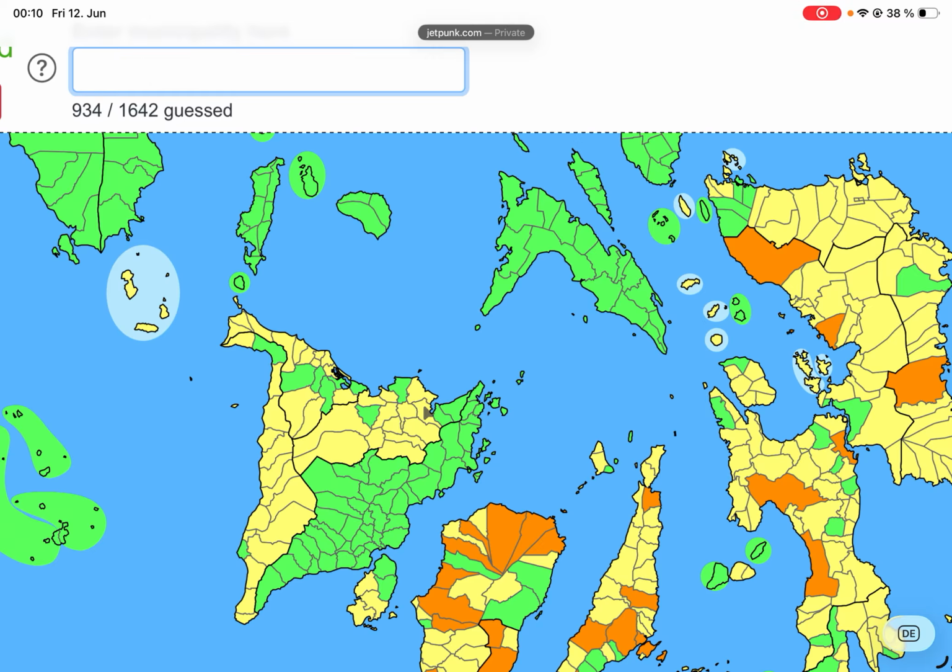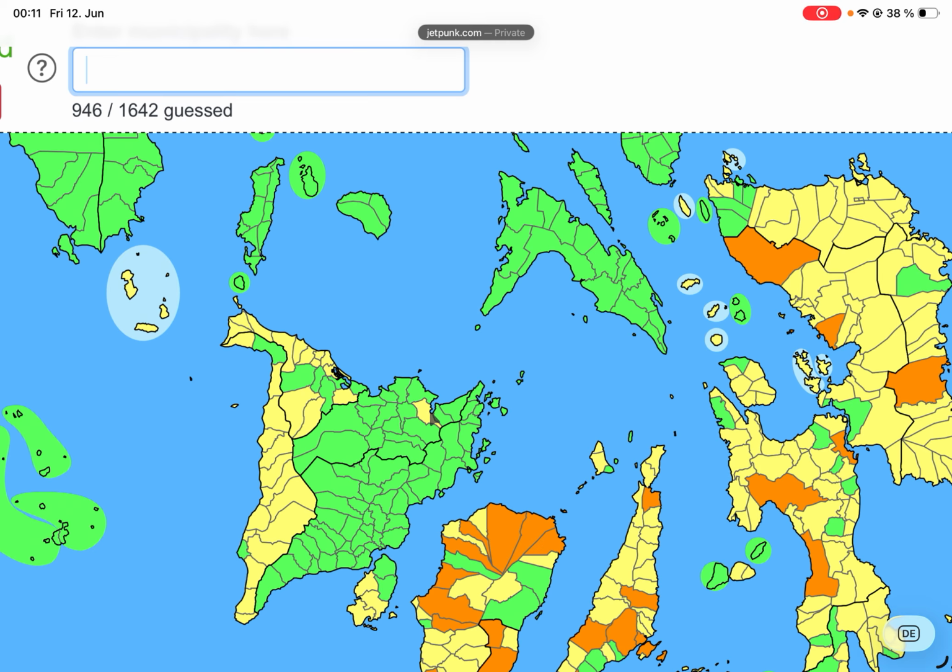And then we have Panay, Dao, Sigma, Panitan, Maayon, Cuartero, Dumarao, Dumalag, Jamindan, Tapaz, and these should be Ivisan and Sapian.